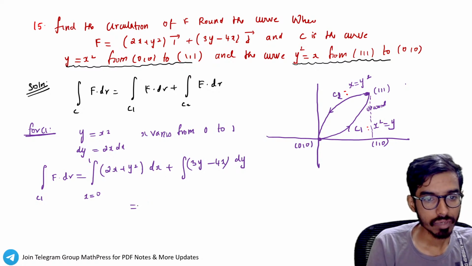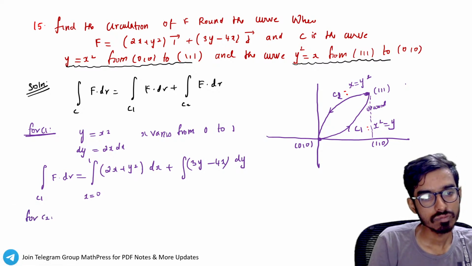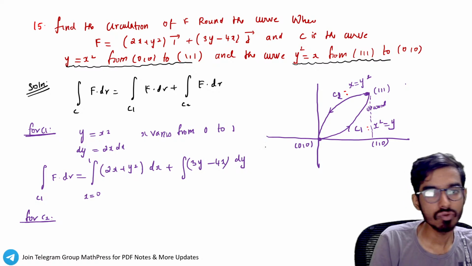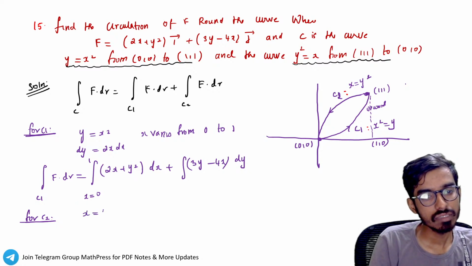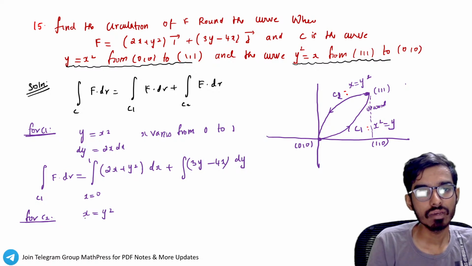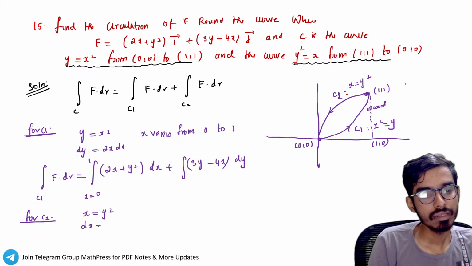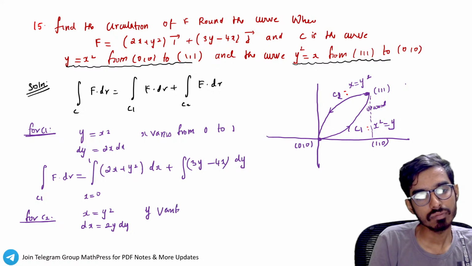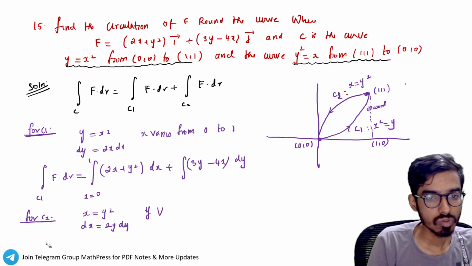Okay, you can do this, right? And for I2, for C2, you can see I'm converting everything in terms of y now. You can also convert y to be in terms of x by putting y equal to root x, but that will take time. So x is equal to y square, so dx will be 2y dy. Everything is in terms of y. So y varies from 1 to 0, since we are coming in this direction.